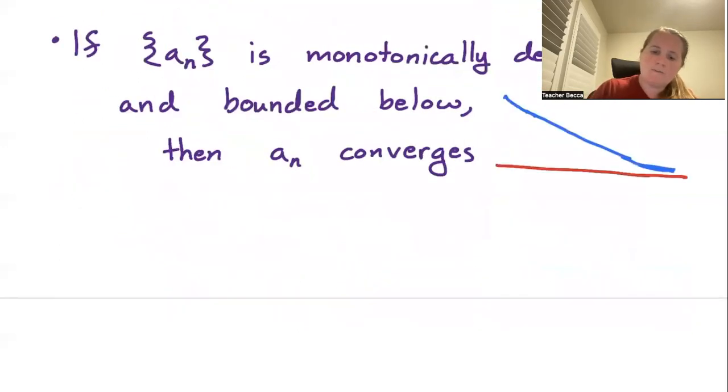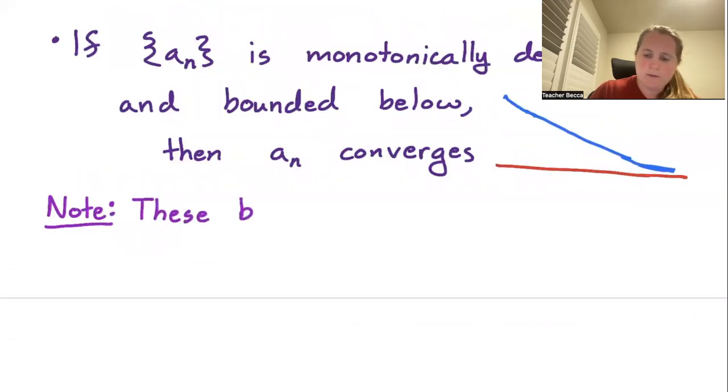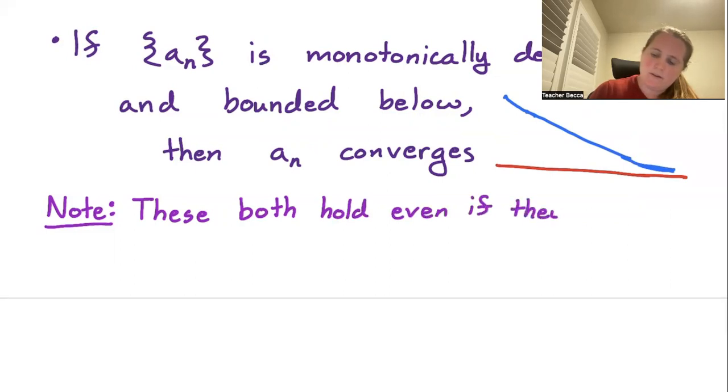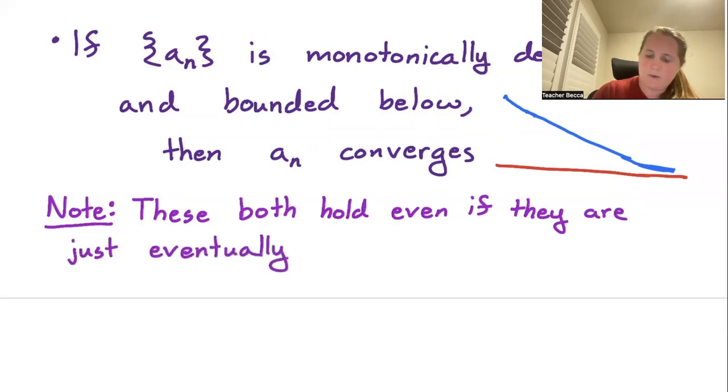Just a quick side note. These both hold even if they are just eventually monotonic and eventually bounded.